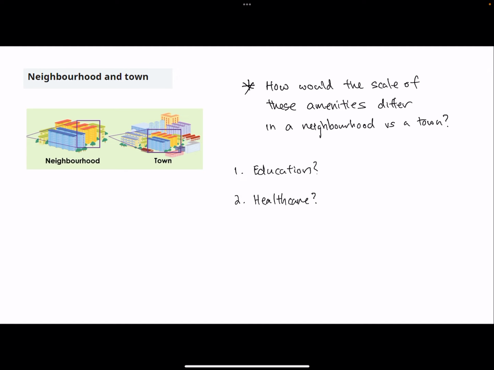When you move further up the scale into something larger, looking at neighborhoods which are 2 to 3 precincts, or towns which are 3 to 4 neighborhoods to even 5 neighborhoods, what are we looking at then? So in terms of these larger scale residential units, if you look at education, what are we looking at?